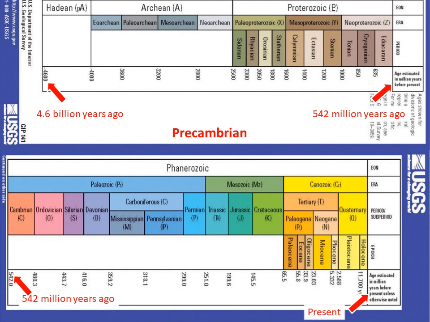We are currently, and have been for the last 542 million years, in the Phanerozoic eon. The Phanerozoic is also broken down into periods, subperiods, and epochs, which we will refer to in our discussion.